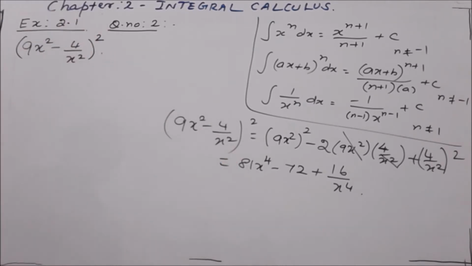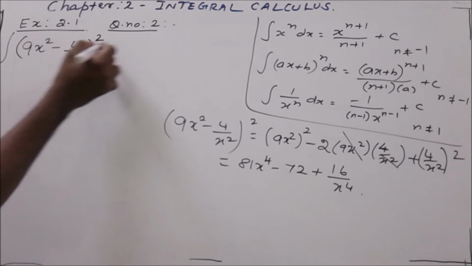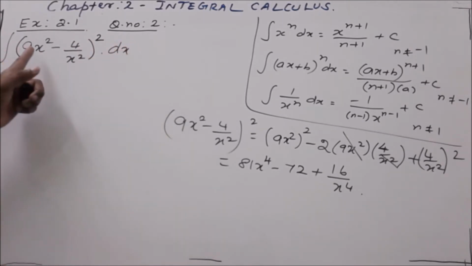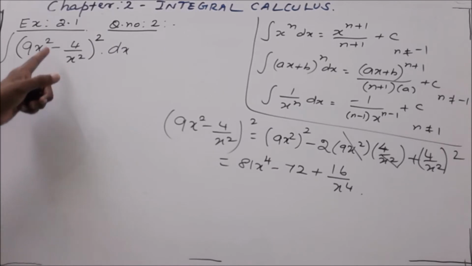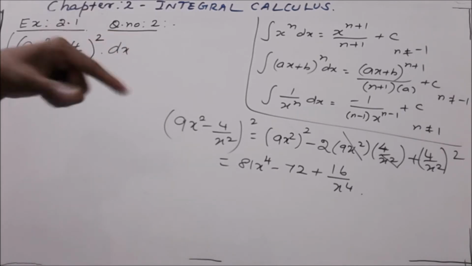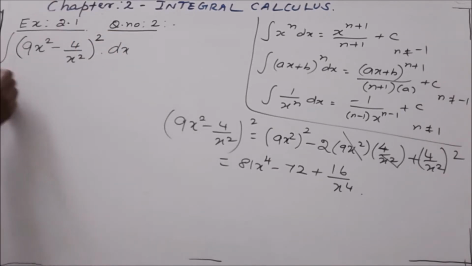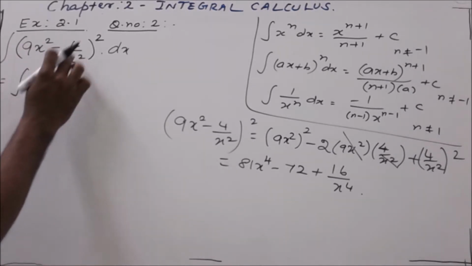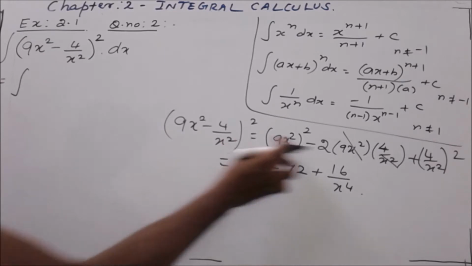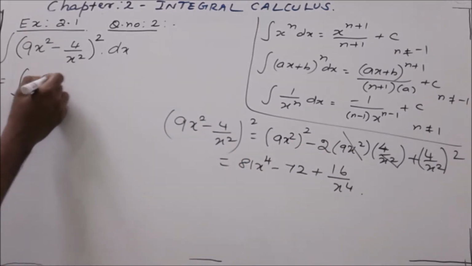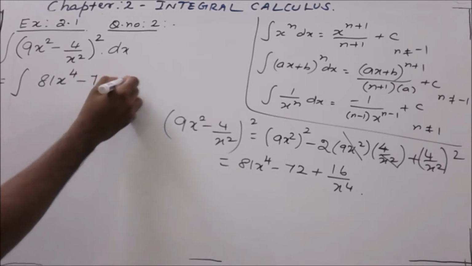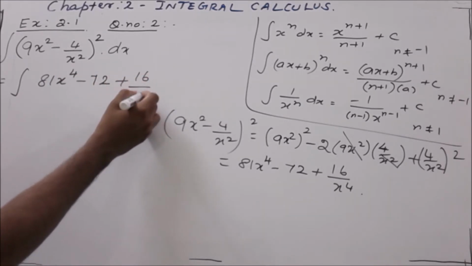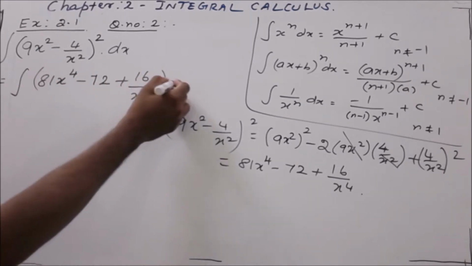So substitute here. Now integral dx. The function is in x, so we are substituting the integrand as dx. If the function is in t, the integrand will be dt. This is equal to integral, instead of (9x square minus 4 by x square) whole square, you can substitute these terms, (81x power 4 minus 72 plus 16 by x power 4) into dx.